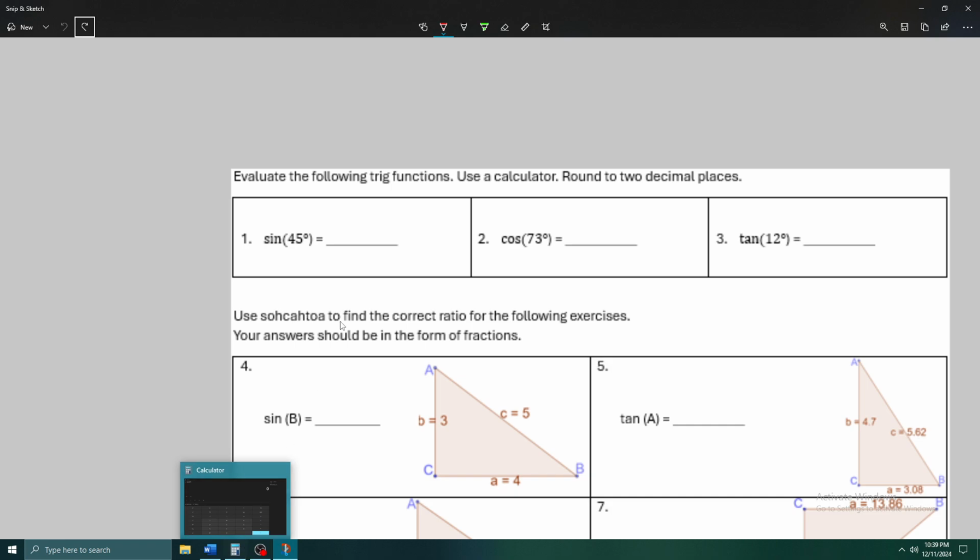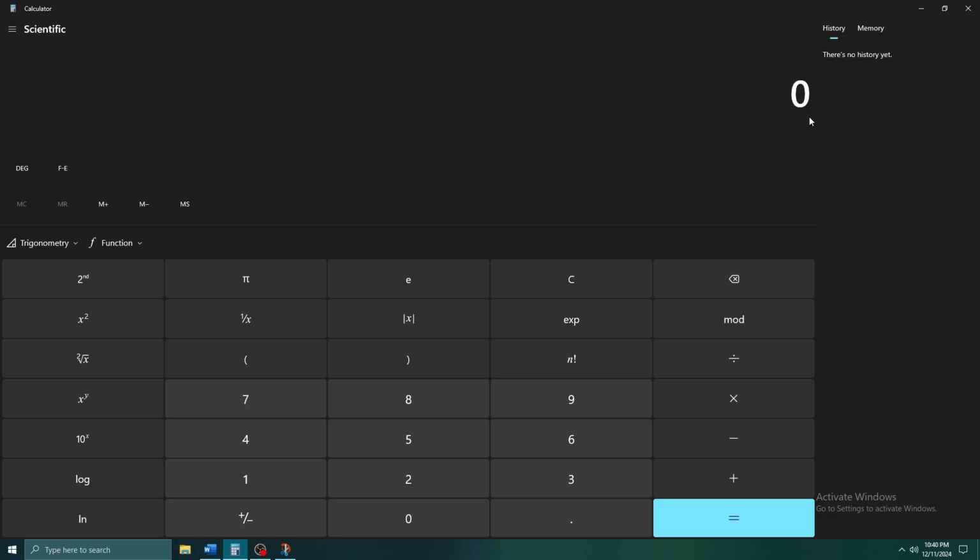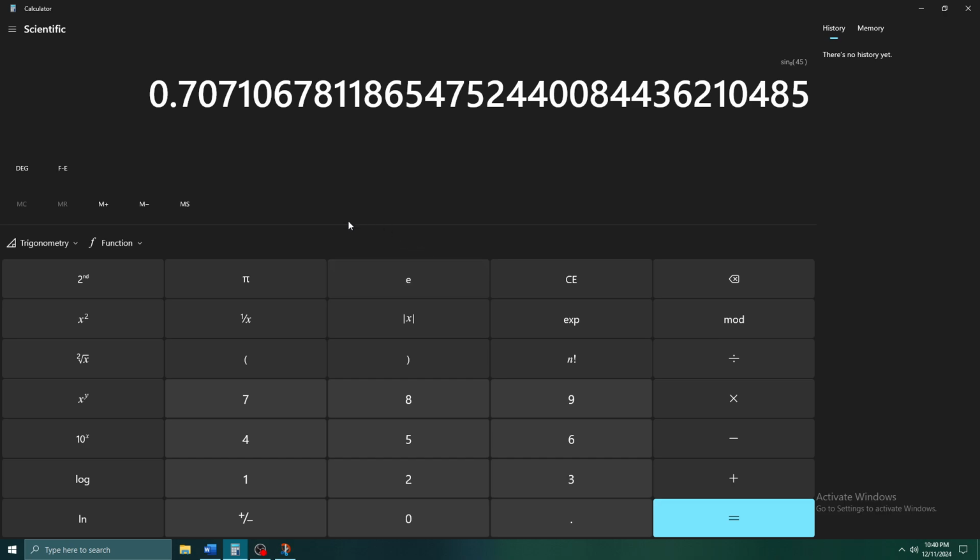So let's go ahead and get started. The first thing it's asking us to do is just to find the sine of 45 degrees. So I'm going to open a calculator. Now yours is going to work a little bit different than mine. When you use your calculators, you would click the sine first. It's just a button on yours. But for whatever reason on this one, I enter the thing that I want to evaluate first, and then I click the sine.